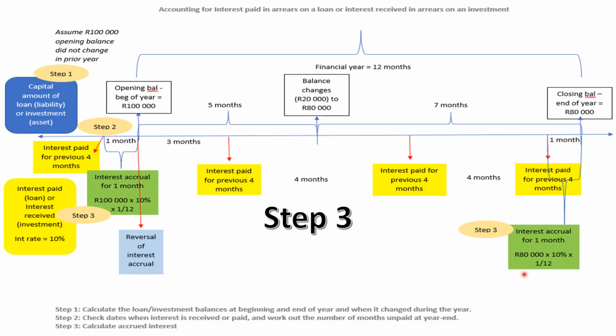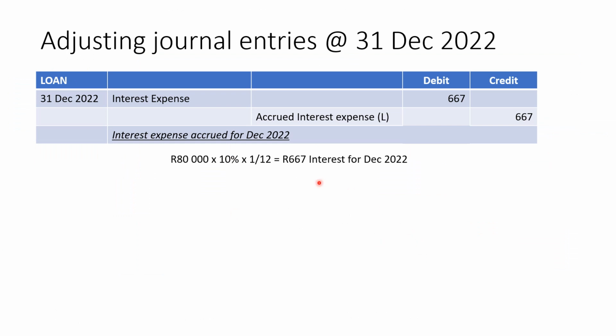So the next journal entry you need to do is the accrual for interest at the end of the current year. I've just shown you the journal entry where you reversed the interest accrual at the end of the previous year, at the beginning of the current year. Now we're going to accrue for interest at the end of the current year. So this is what you would then do.